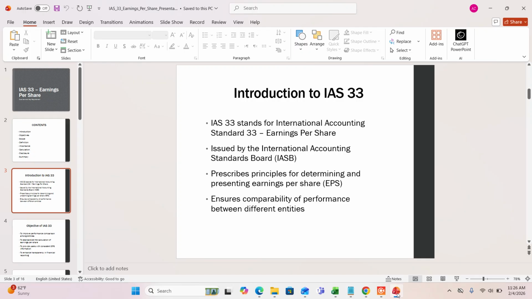Introduction to IAS 33. IAS 33 earning per share is an international accounting standard issued by the International Accounting Standards Board. It focuses on how earning per share should be calculated and presented in financial statements. EPS is a key indicator of financial performance because it links profit to the number of ordinary shares outstanding. Since companies may have different capital structures, IAS 33 ensures that EPS figures are comparable and not misleading to users of financial statements.